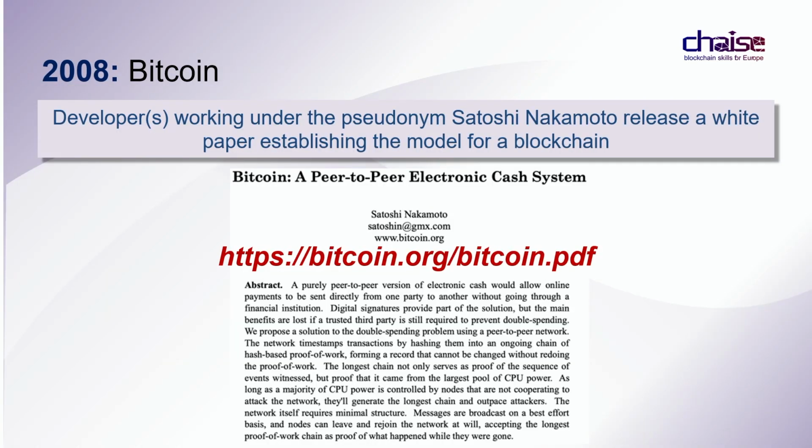In 2008, developers working under the pseudonym Satoshi Nakamoto released a white paper establishing the model for the blockchain. They conceptualized the theory of distributed blockchains. It improves the design in a unique way to add blocks to the initial chain without requiring them to be signed by trusted parties. The modified trees would contain a secure history of data exchanges.